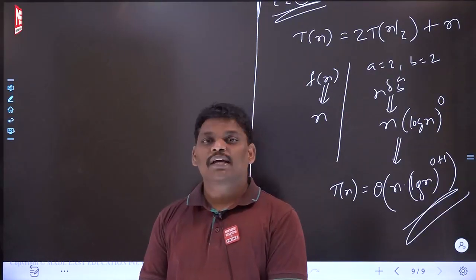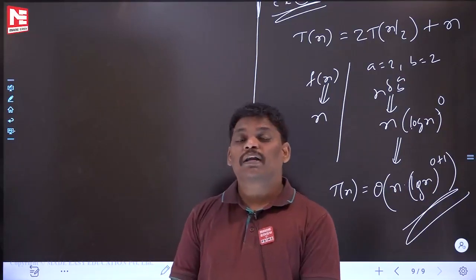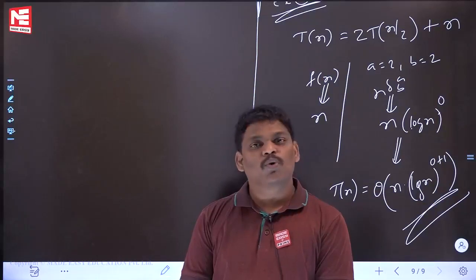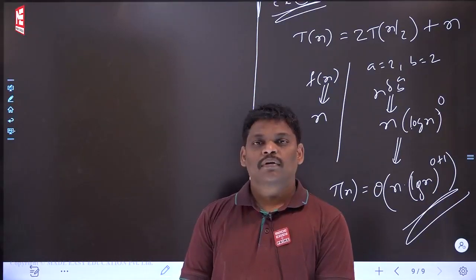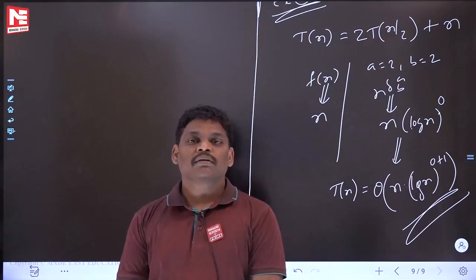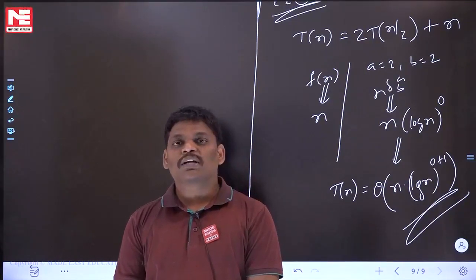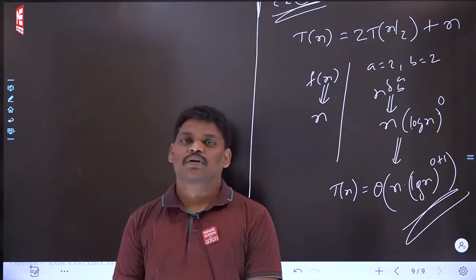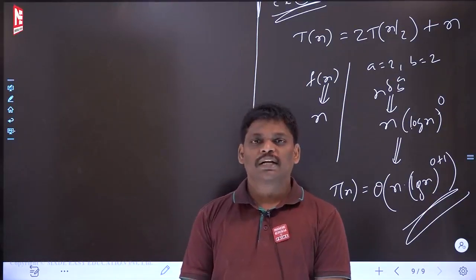What is case 3 saying? On the right-hand side, by adding log n to some power, just make both equal. Then the answer is whatever you kept on the right-hand side, and in the place of k, just write k plus 1. Please be careful. That is the third one.